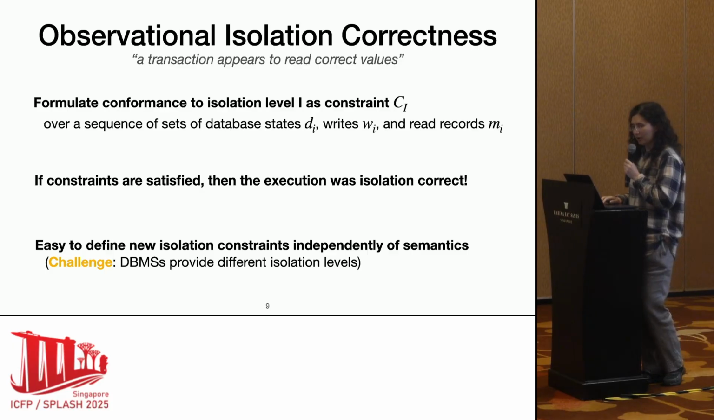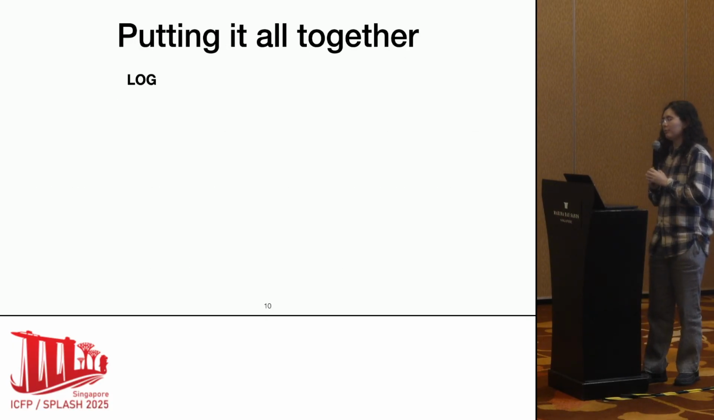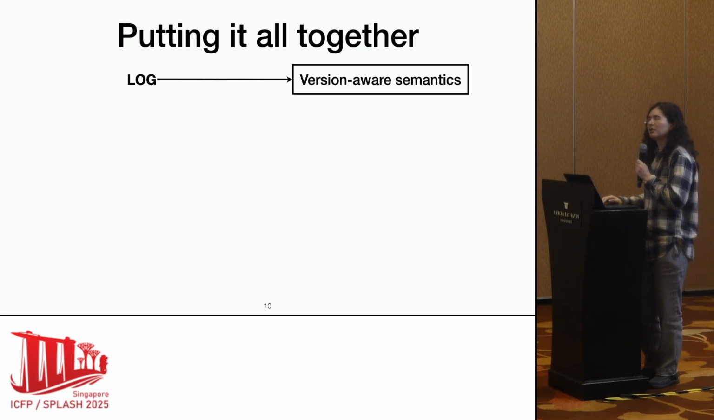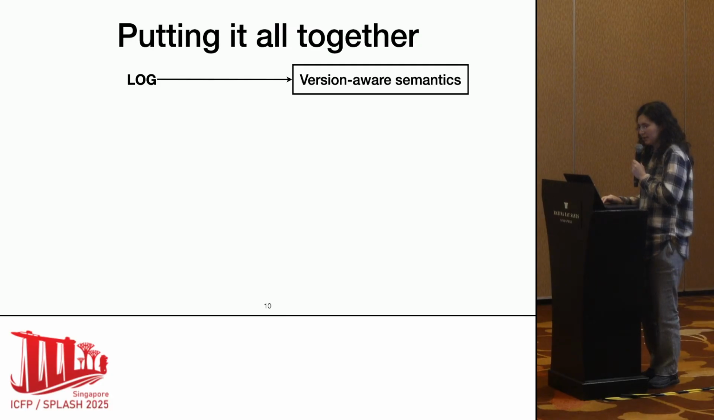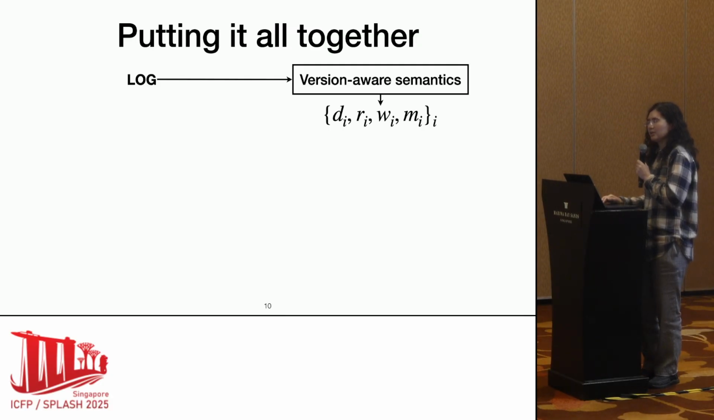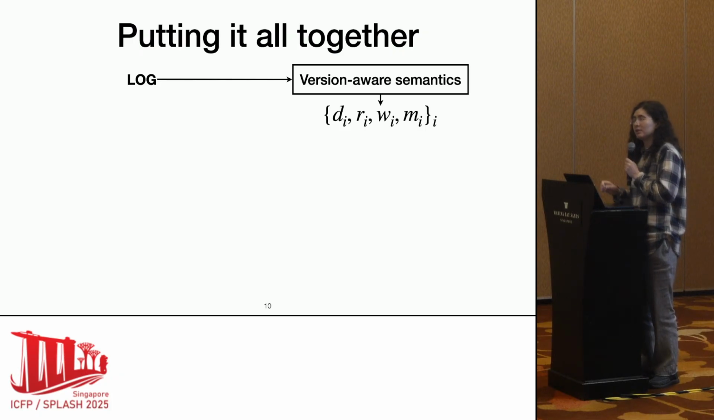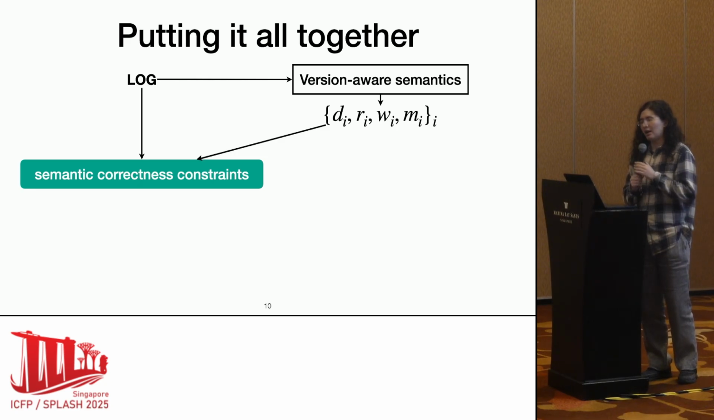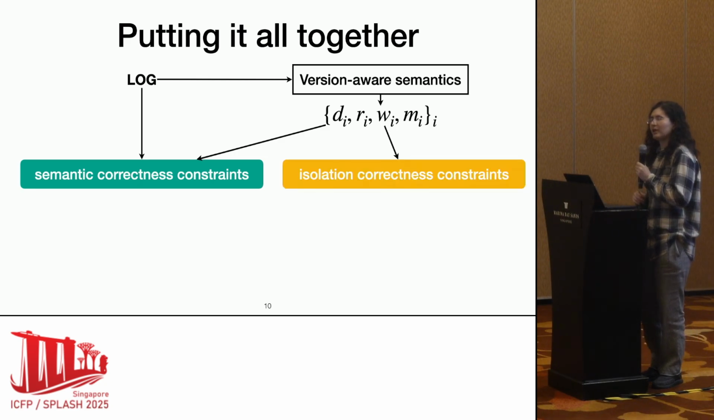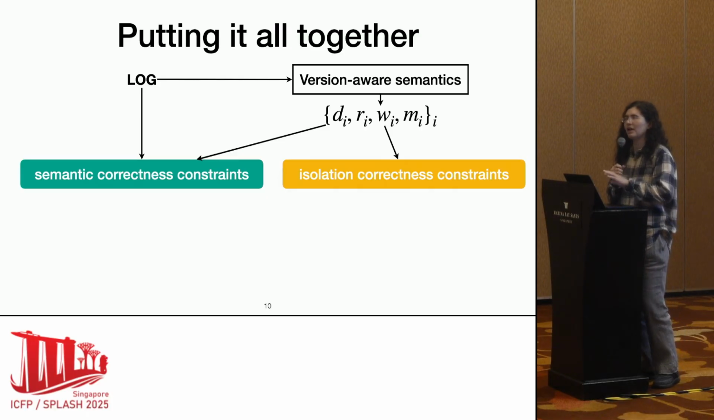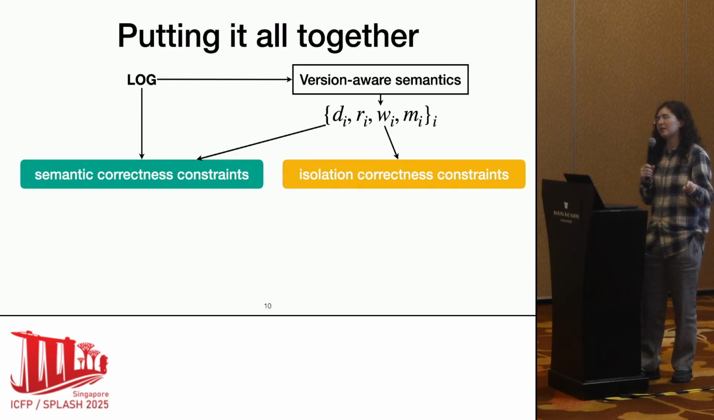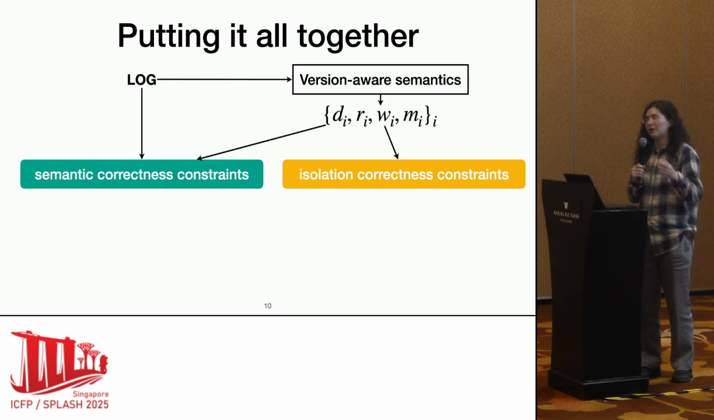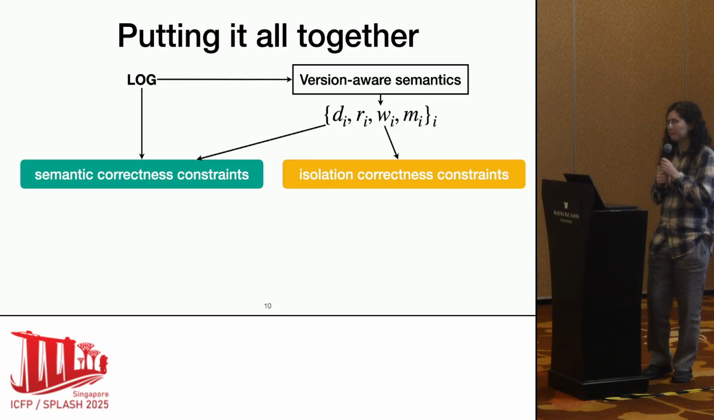So if we put all of this together, we can start with a log of observations and execute the transactions in the log according to the version-aware semantics. We can use the results of this execution and the recorded query results in the log to formulate semantic correctness constraints. And we can also use these results to formulate these isolation correctness constraints. And if we have that all of the constraints are satisfied, then we know that the DBMS implementation is observationally correct with respect to this log.